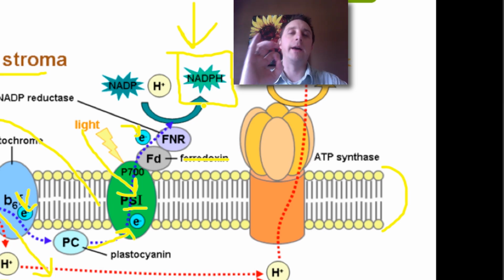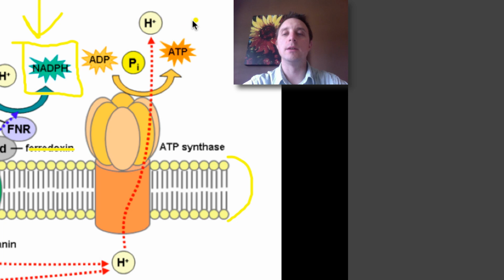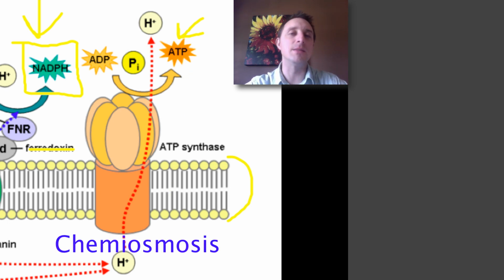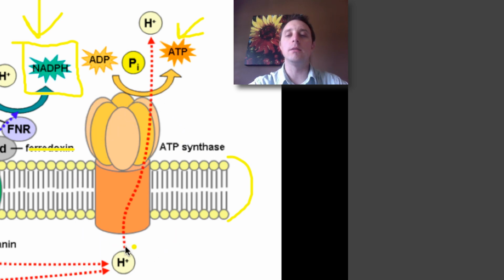The other high energy product of the light reaction is over here, and that is the molecule ATP. This molecule is the main energy molecule of the cell, and it's also required in the second half of photosynthesis. So this ATP molecule is made through a process called chemiosmosis. And this big membrane-bound protein complex here, ATP synthase, is responsible for making ATP.